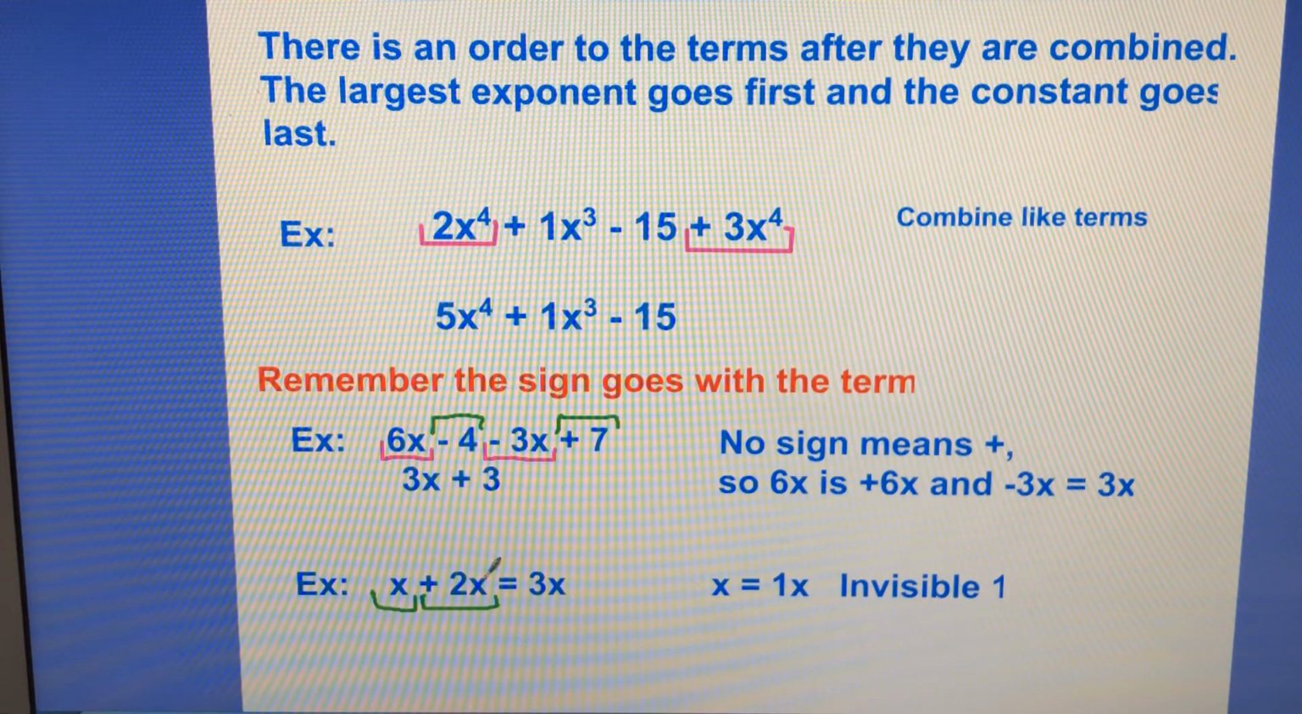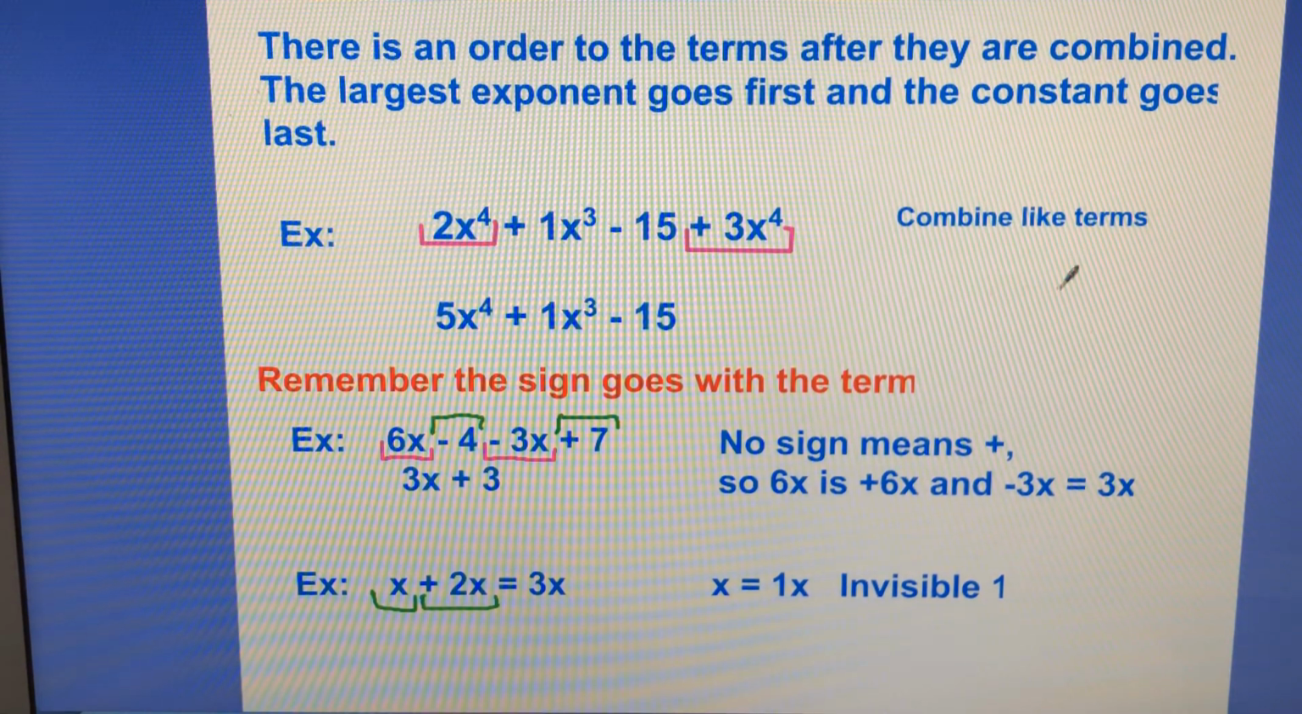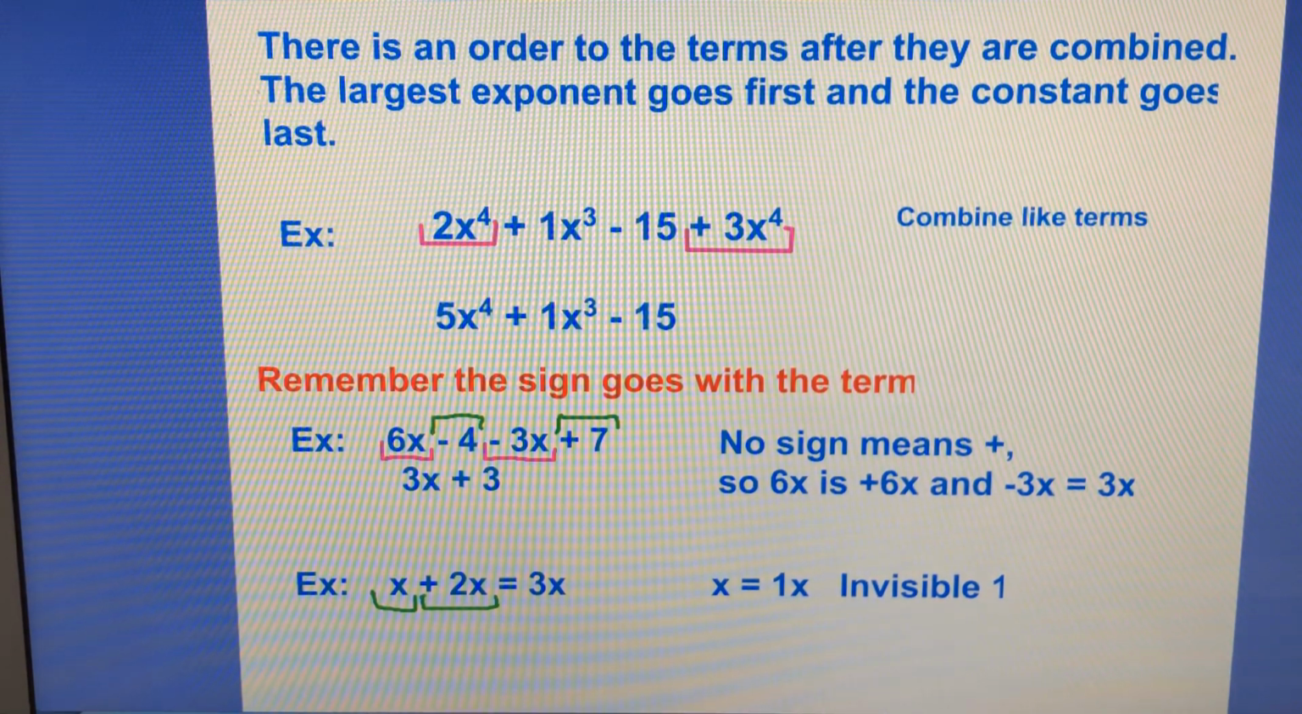X plus 2x. Remember that an x by itself has an invisible 1 in front of it. So be careful. Always put the invisible ones in. You'll need them.